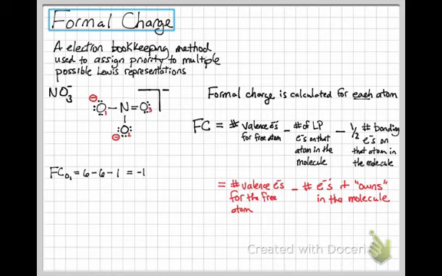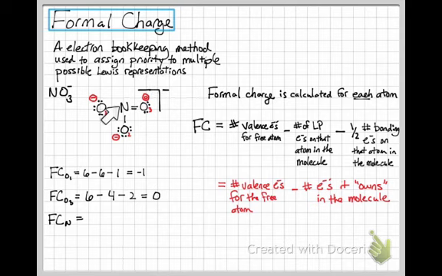For oxygen number 3, we have 6 valence electrons for that oxygen, minus 2 sets of lone pairs, so that's 4 lone pair electrons around that oxygen. It has 2 bonds to it, which it shares with the nitrogen, so 1/2 times the 4 electrons in those bonds would be 2, and 6 minus 4 minus 2 is 0, so the formal charge on that oxygen is 0, no formal charge.